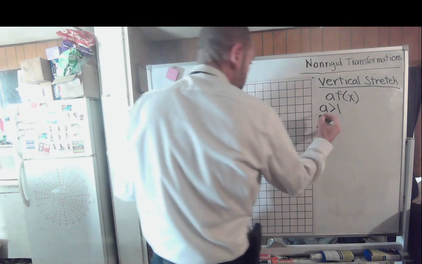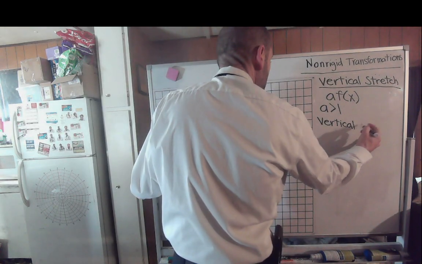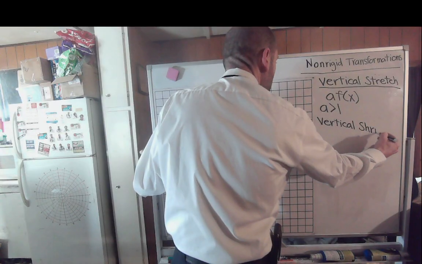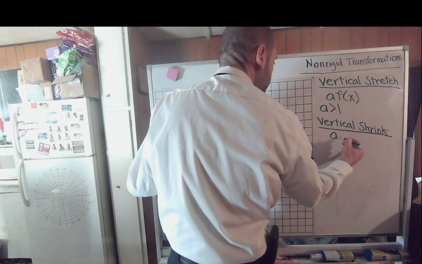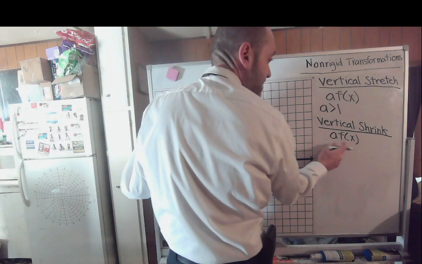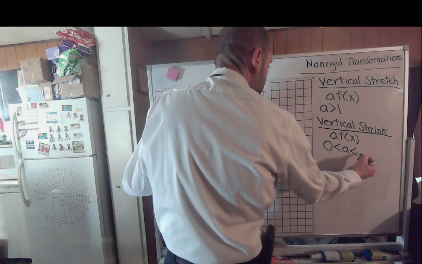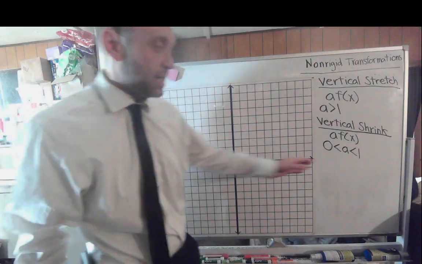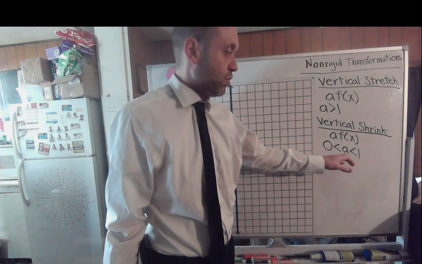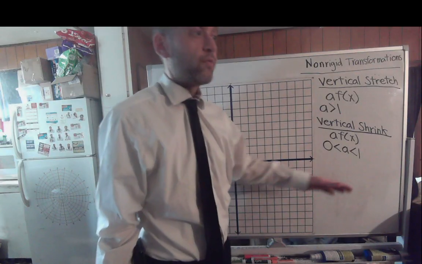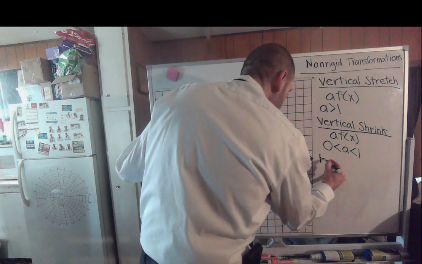There's also a vertical shrink. A vertical shrink is when, again, you have some coefficient on the f of x, that a times f of x, but this time 0 is less than a, which is less than 1. If a were exactly 1, it would stay the same size as the original. So you're either going to have a decimal or fraction coefficient, basically, in order for a vertical shrink. And then you have a horizontal stretch.